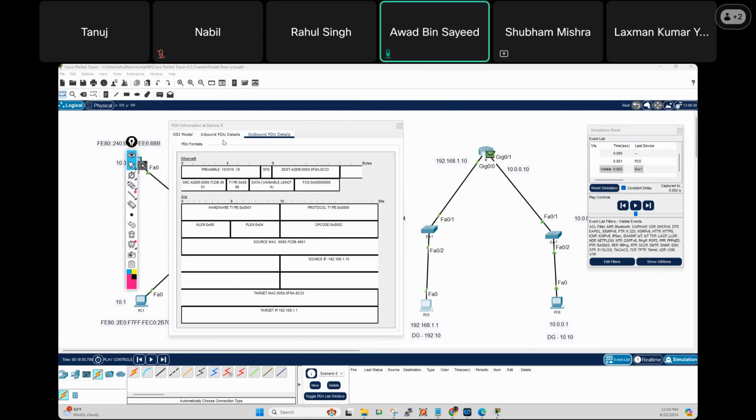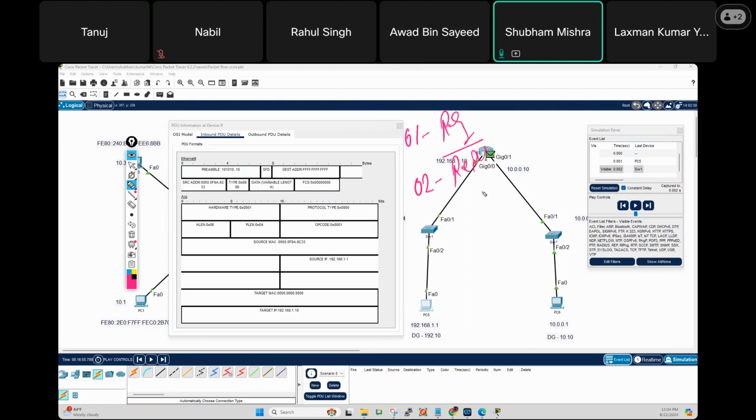Guys, understand? I told you in the previous class, if the opcode is 01, it means this is the request. And if the opcode is 02, it means this is the reply. Do you understand, everyone? What is the opcode here? 01. It means this is the ARP request.